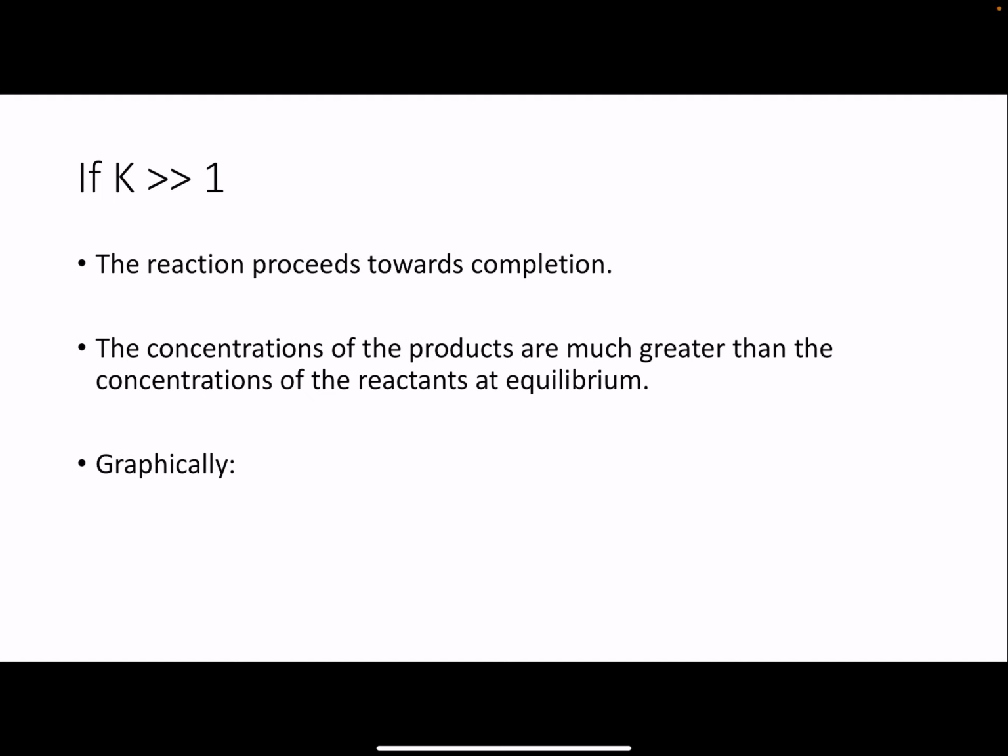So in scenario A, if K is far greater than 1, and that's why there's two greater than symbols here. Far greater than 1 means a factor of 100. So if it's 100, 200, 300, so be it. We consider it far greater than 1. The reaction proceeds towards completion. Doesn't mean that it hits completion.